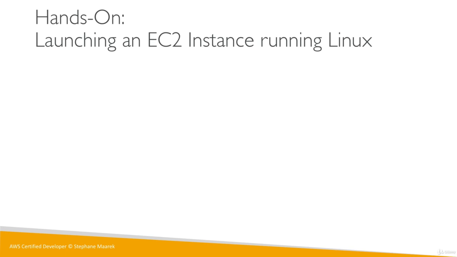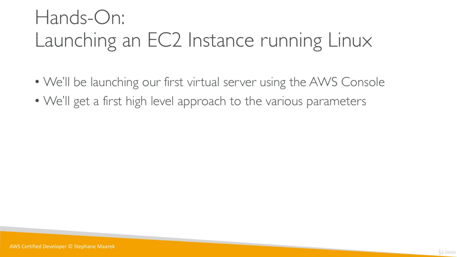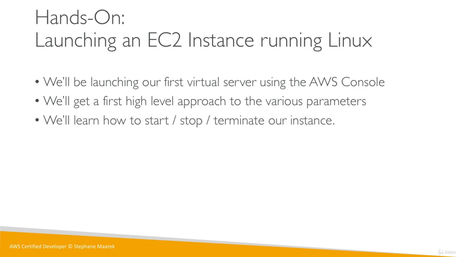So in this first hands-on, I want to launch an EC2 instance running Linux. We'll be launching our first server and we'll use the AWS console. This will give us a high-level overview of the various parameters that we'll have in this course for the EC2 launching. But we will go over them one by one in much greater detail in the next lecture. We'll learn how to start, stop, and terminate our instances. That's super important, just to get a feeling of how things work. So without further ado, let's get started.